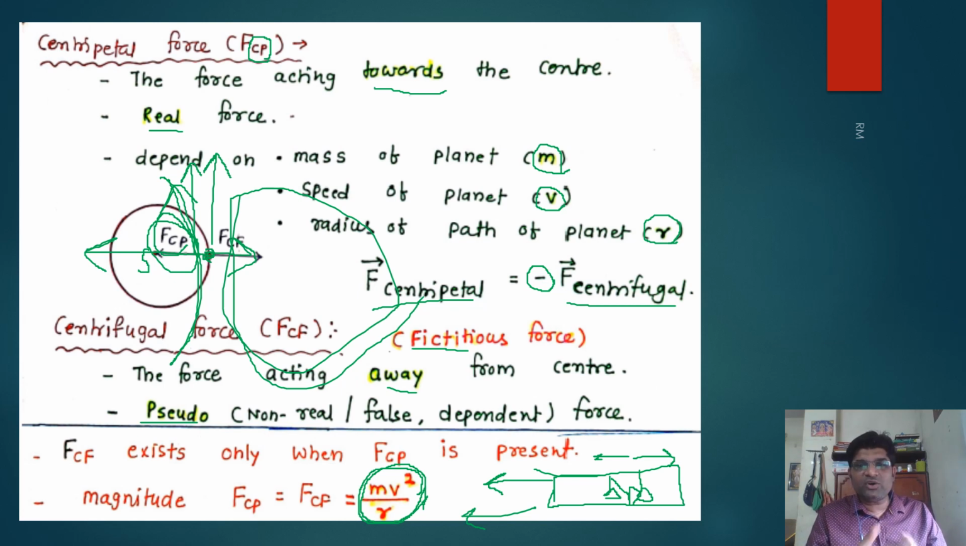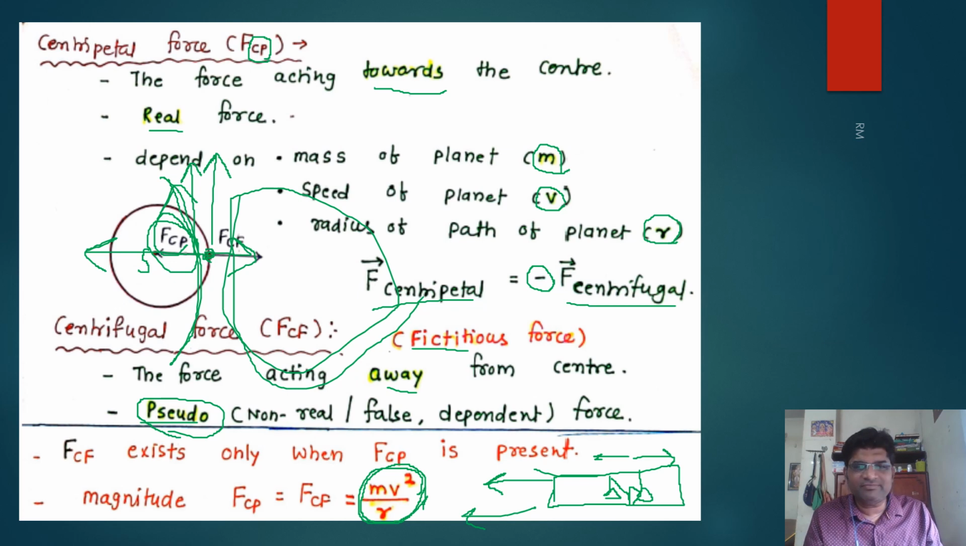So why has it gone to that side? Has any kind of force been applied on that? No, but still it's going. So the force which comes into picture, which makes this hanger move in the opposite direction, is the centrifugal force. It is a pseudo, that's a non-real force.